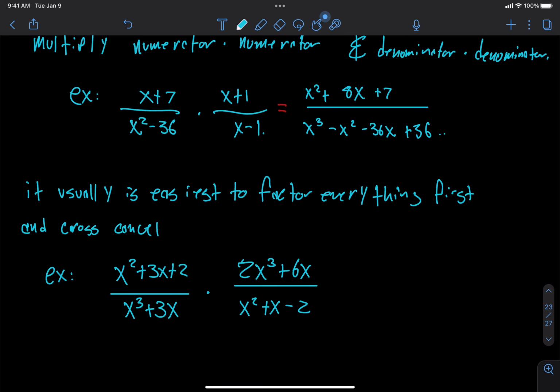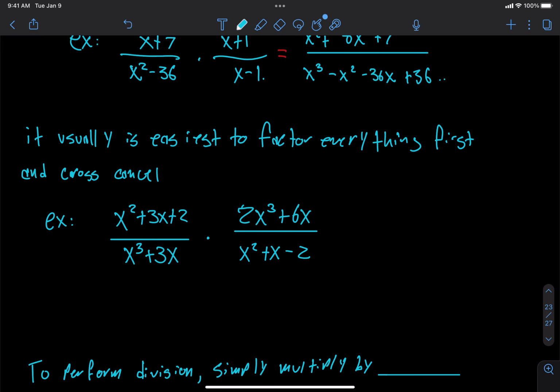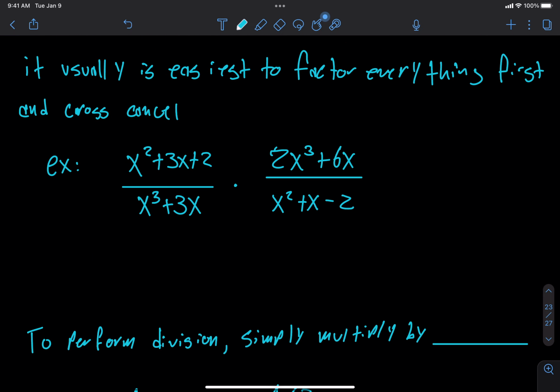Probably what I would tell you to do is that anytime you want to multiply rational expressions, it's most often easiest to just deal with the fully factored versions of these polynomials and then multiply straight across and keep them factored when you do so. So let's see how that works in the following example. I like to factor everything first and then cross cancel and then multiply.